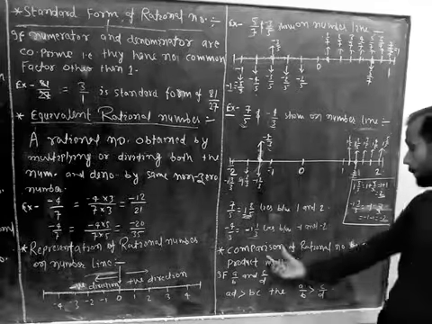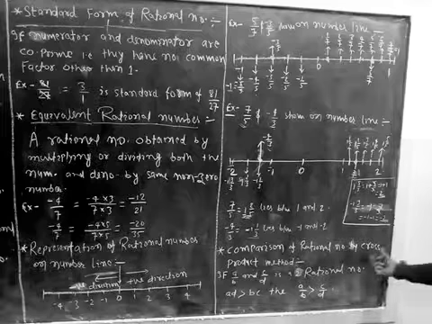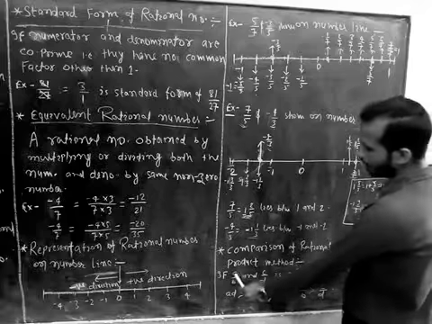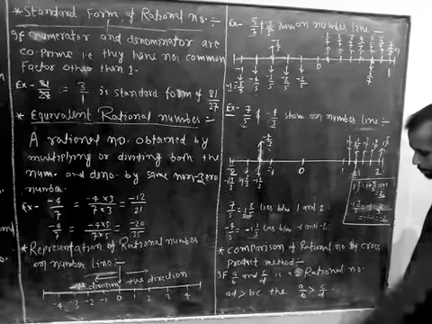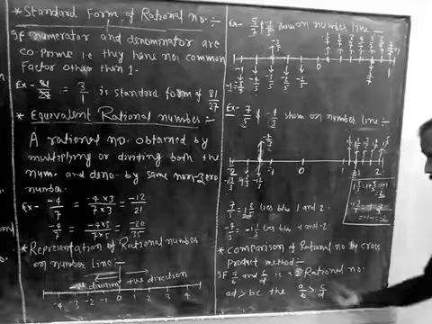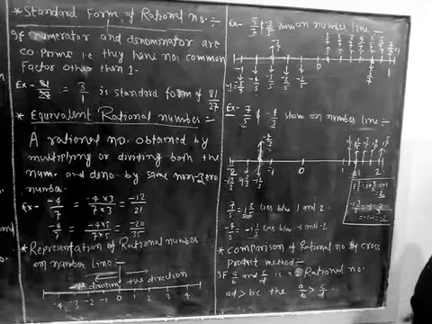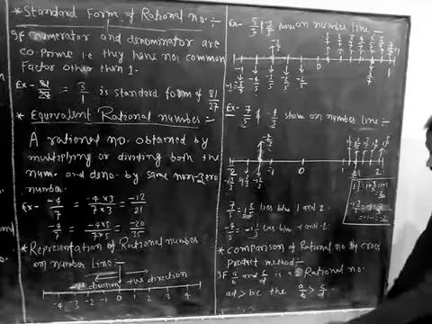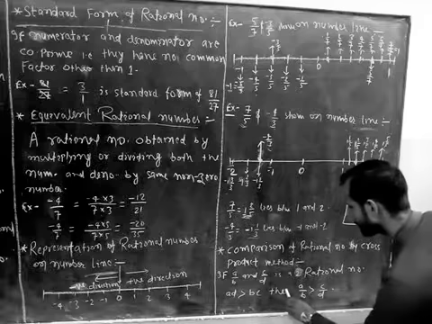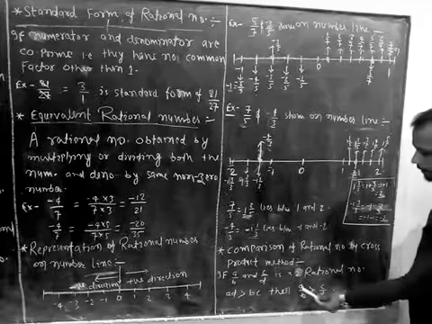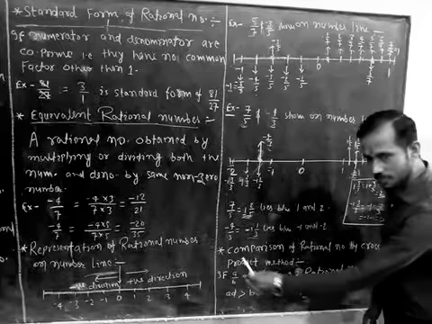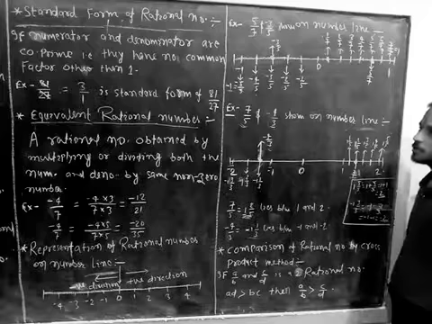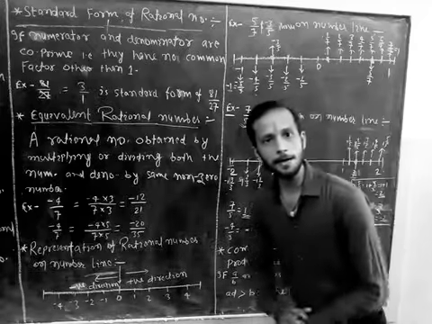Next, comparison of rational numbers by the cross product method. If a by b and c by d are two rational numbers, and AD is greater than BC, then A by B is always greater than C by D.